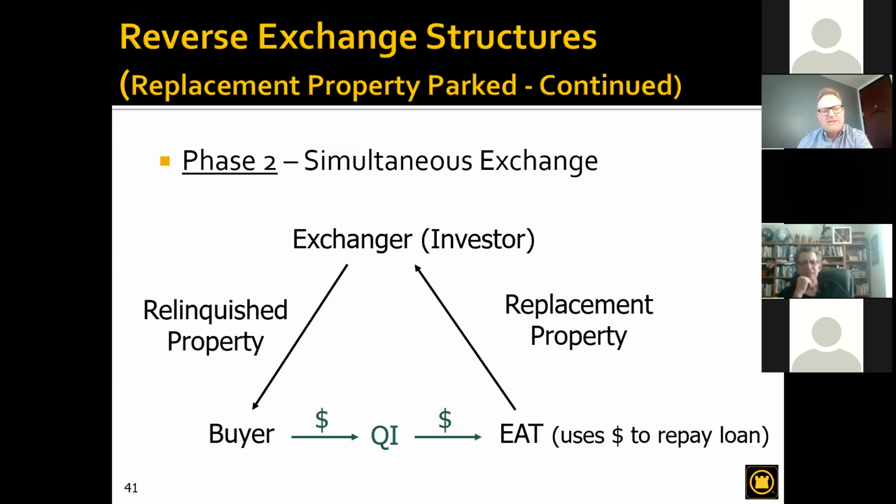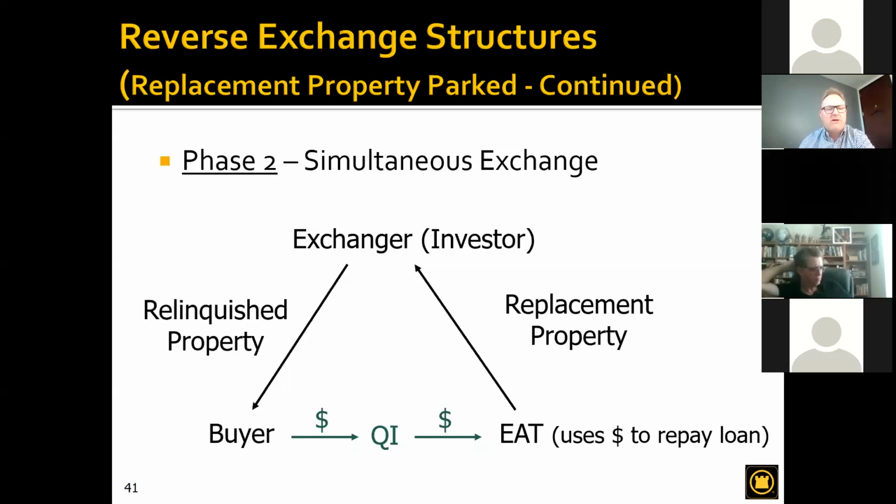We see this transaction used for parking replacement property. A lot of REITs will use this type of transaction when they're selling an asset, or they're looking to acquire an asset. They'll go acquire the property through an EAT, and then they'll put up a portfolio of properties, and whatever goes under contract first, that's what they use for the relinquished property. So it is a tool that can be used for a lot of different scenarios. So that is parking the replacement property.